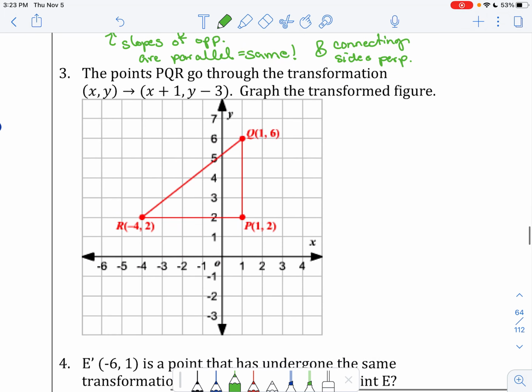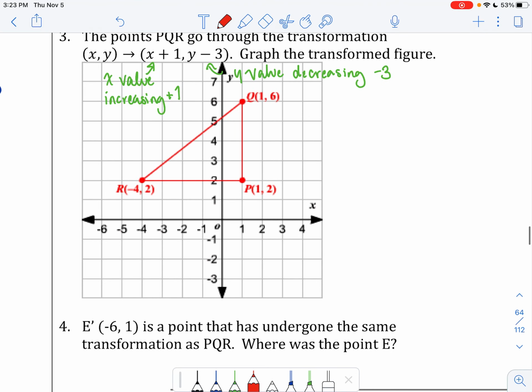It means the x value is increasing, plus 1, and then here the y value is decreasing, minus 3. So if I draw in this translation here, let's say I want to start with the point R, I will say the x value is increasing, so it's going to the right 1 and then down 3. So this is x plus 1, and this would be y minus 3.